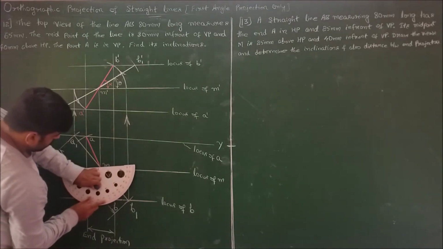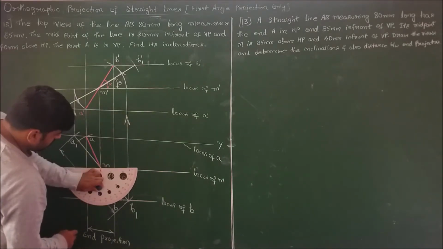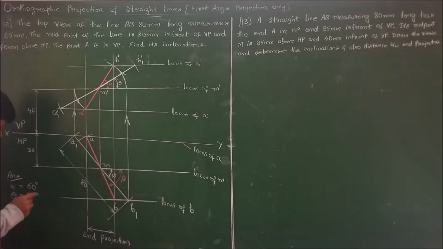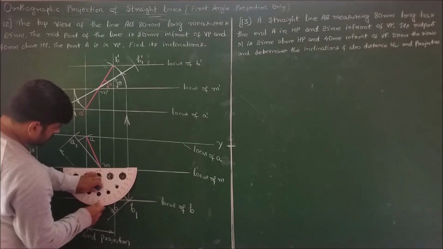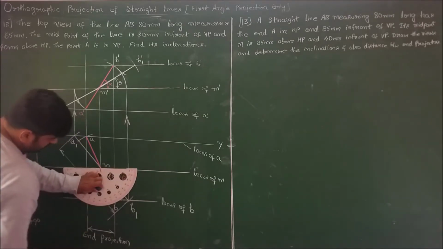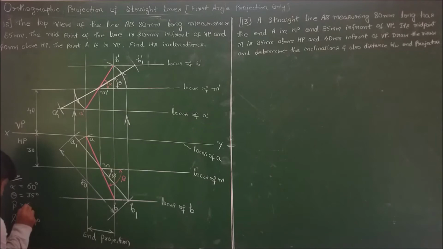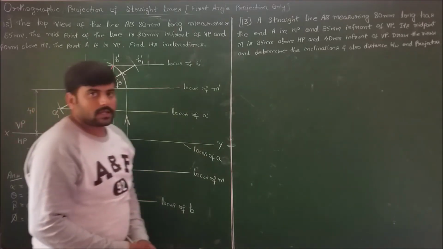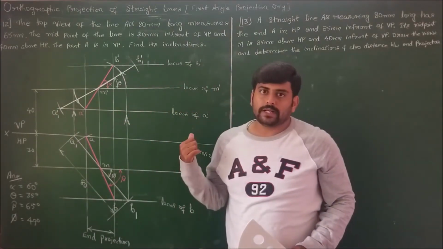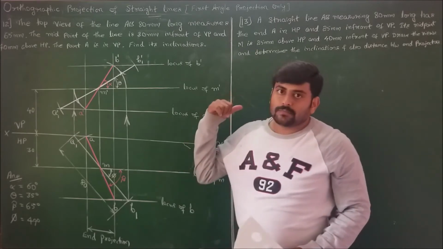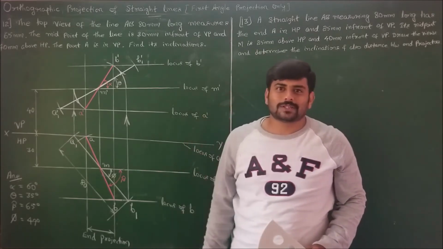Similarly, phi is 49 degrees. True inclination with respect to VP, which I have marked in HP, and coming for beta, beta is 65 degrees. So this is the solution for problem number 12. Let me pause this video for a while so that people can copy it down. Later we will solve the final problem of our discussion on orthographic projection of straight lines.